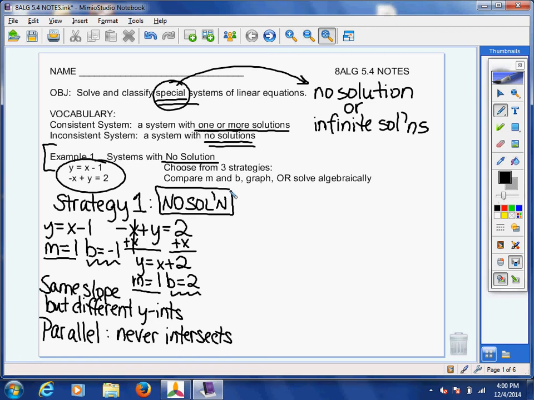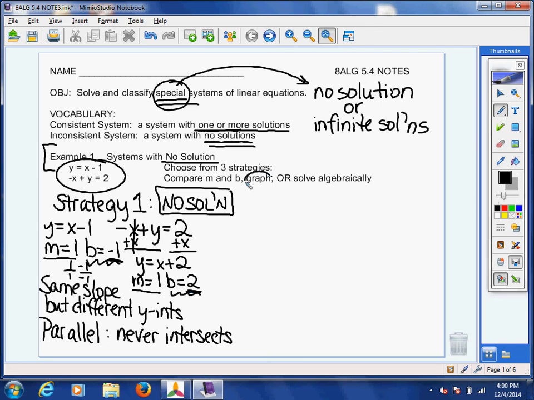Now your second strategy is you could graph it. I am not going to take the time today to graph it, but you can. We've turned them into slope-intercept form. So you start here with -1 on the y-axis, and then you're going to go up 1, right 1, or down 1, left 1. And you can graph it and see what that looks like. Do the same thing with this one. Graph the second line at +2 and go up 1, right 1, or left 1, down 1. And you'll see that on the graph they actually are not going to intersect. So yeah, that's an option.